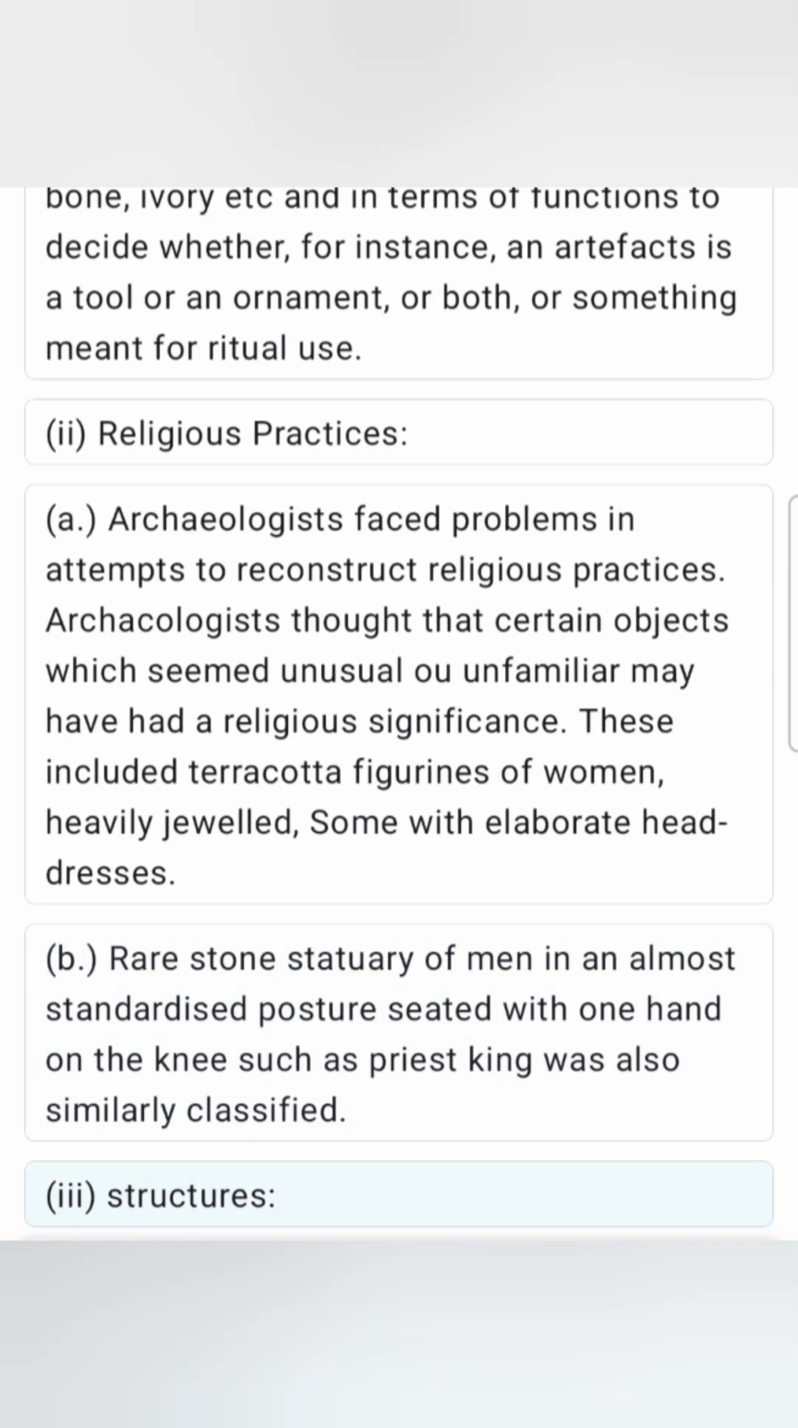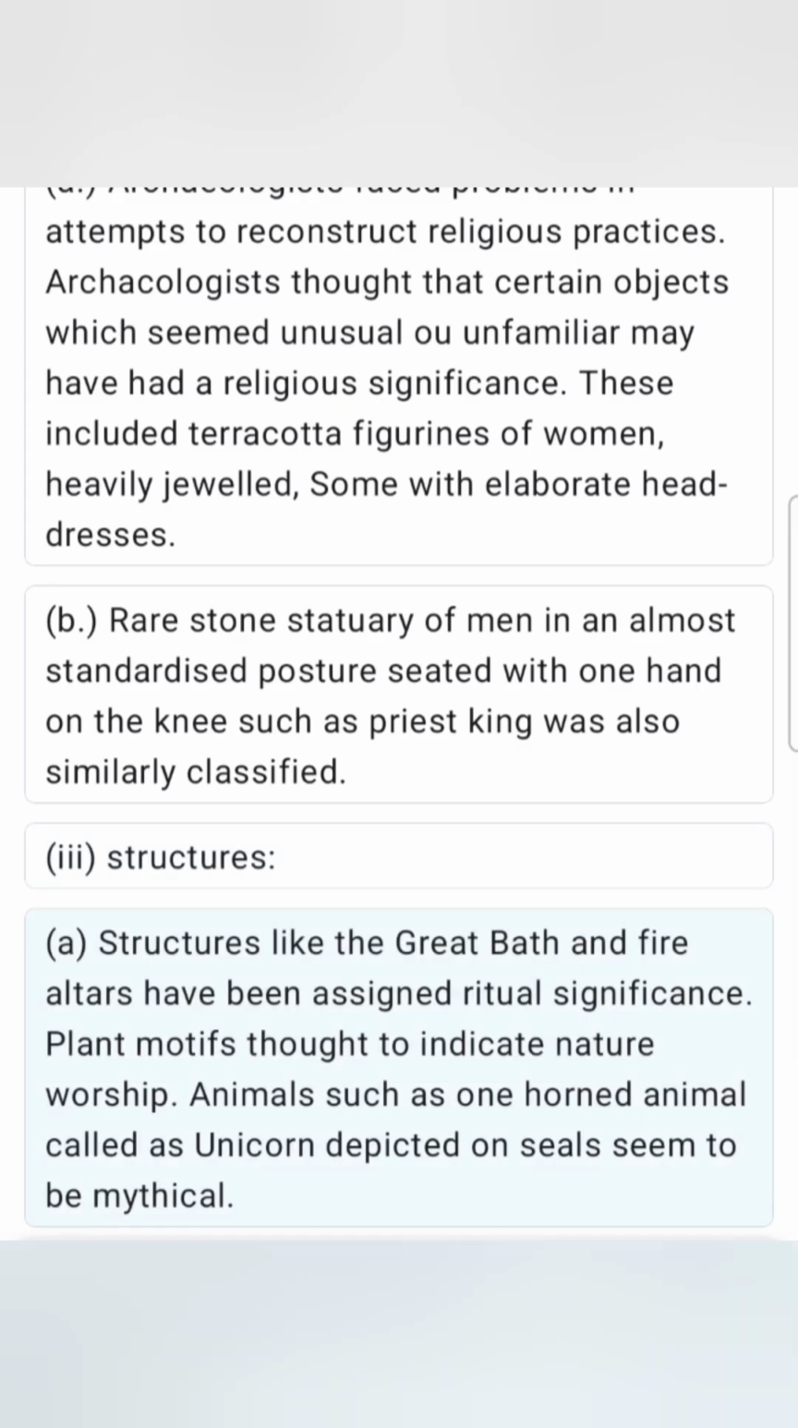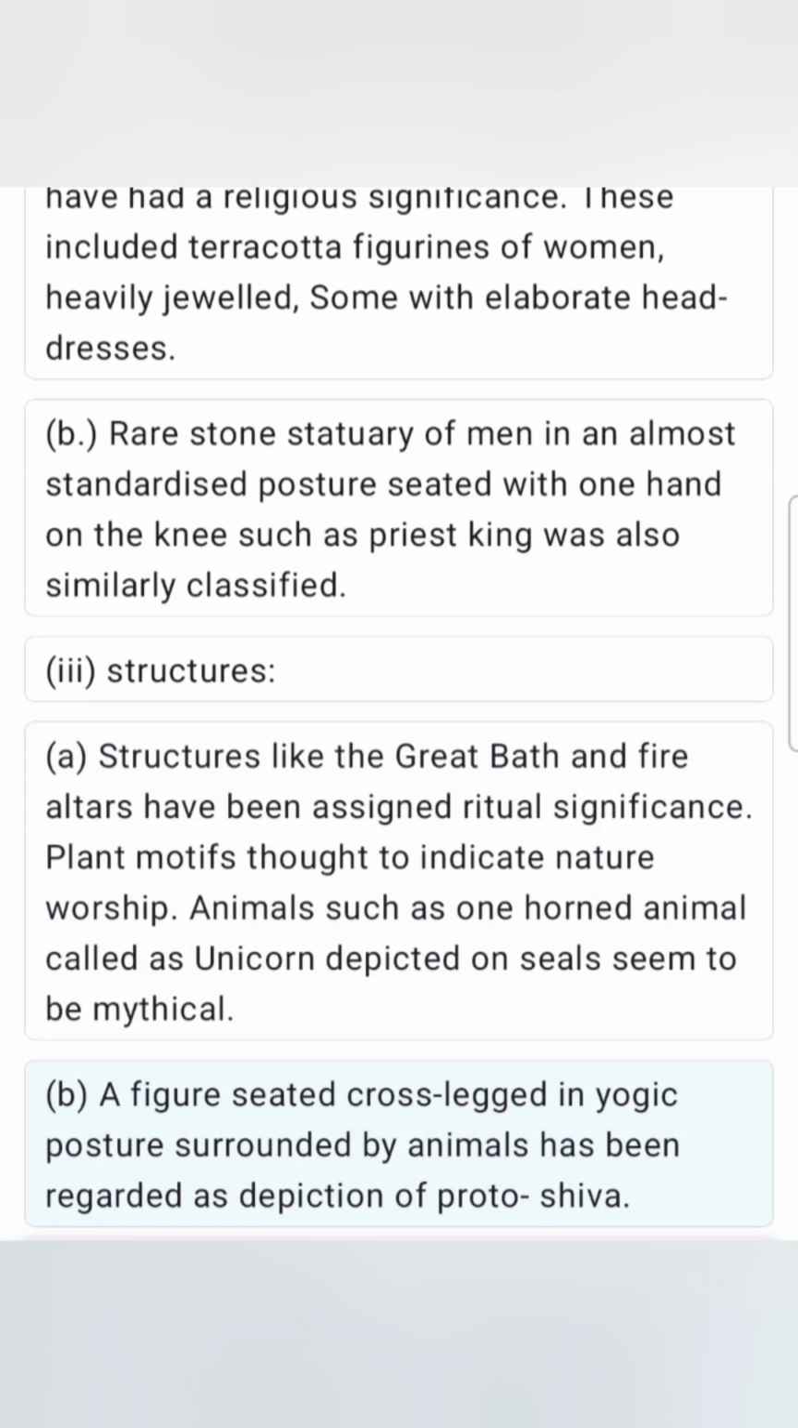III. Structures. Structures like the Great Bath and fire altars have been assigned ritual significance. Plant motifs are thought to indicate nature worship. Animals such as the one-horned animal called the unicorn, depicted on seals, seem to be mythical. A figure seated cross-legged in a yogic posture surrounded by animals has been regarded as a depiction of Proto-Shiva.